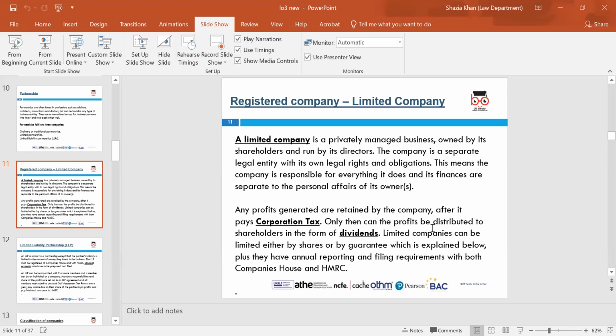Any profits generated are retained by the company after it pays corporation tax. Only then can the profits be distributed to shareholders in the form of dividends. Limited companies can be limited either by shares or by guarantee, which is explained below. Plus, they have annual reporting and filing requirements with both Companies House and HMRC.